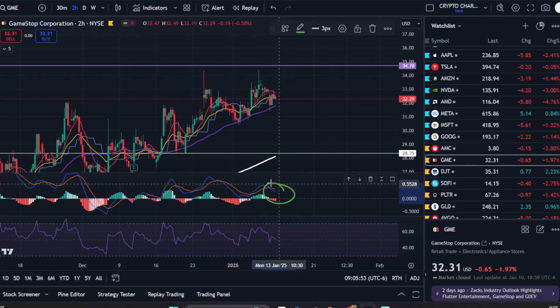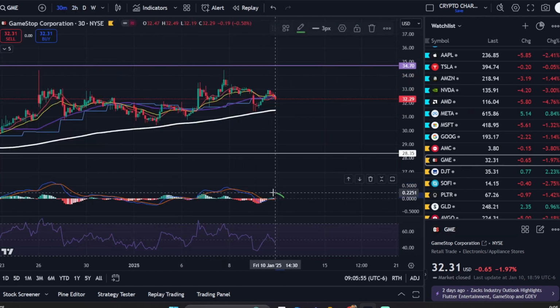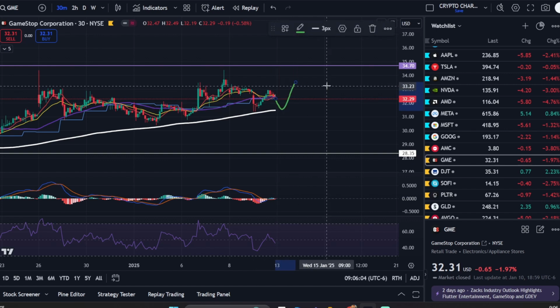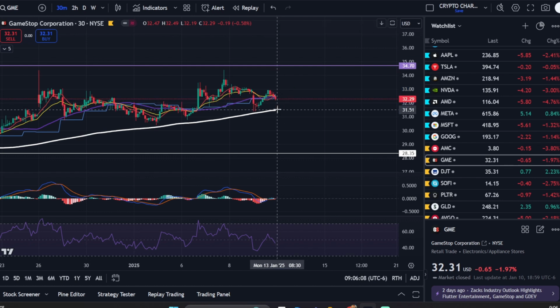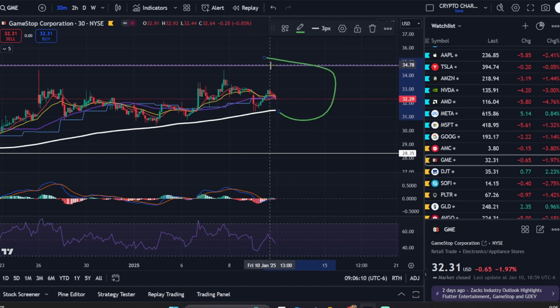What you need is this 2 hour to curl up into positive territory, and what you need is the 30-minute to curl back up into positive territory. As this 30-minute stands, it is curling down into negative, so that just means, hey, downside is something I should expect actually early on in the week from my indicators, but we know Monday and Tuesday, that's when we're really paying attention to GME. That's when it could do something crazy.